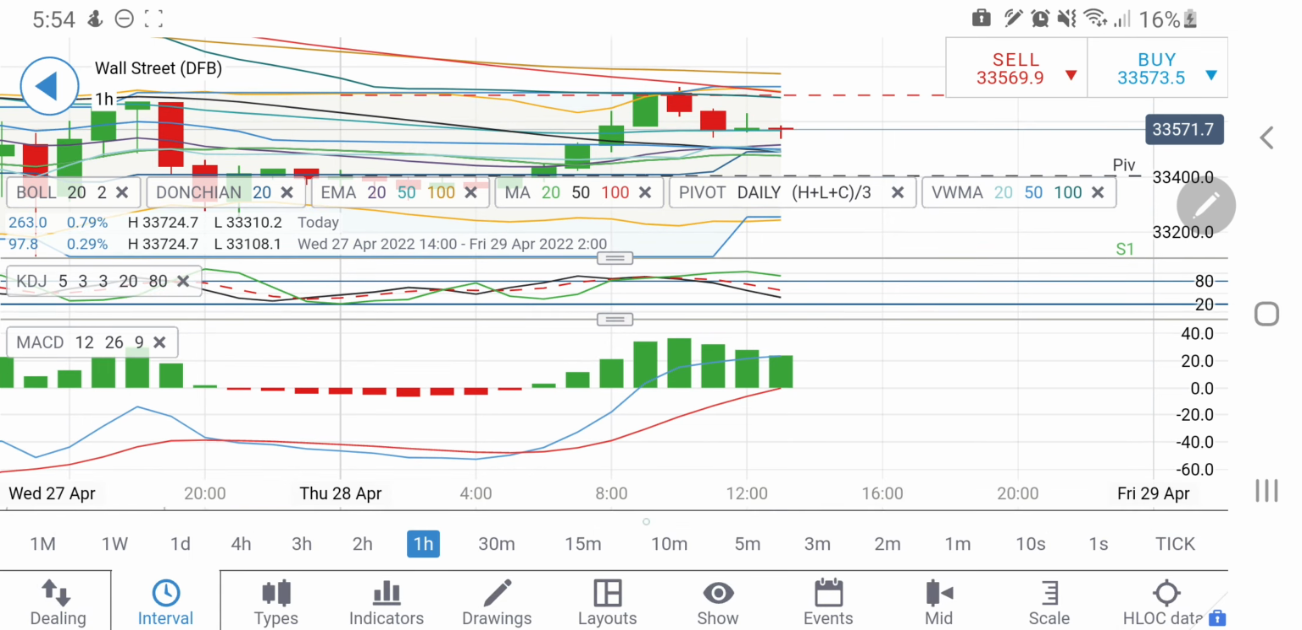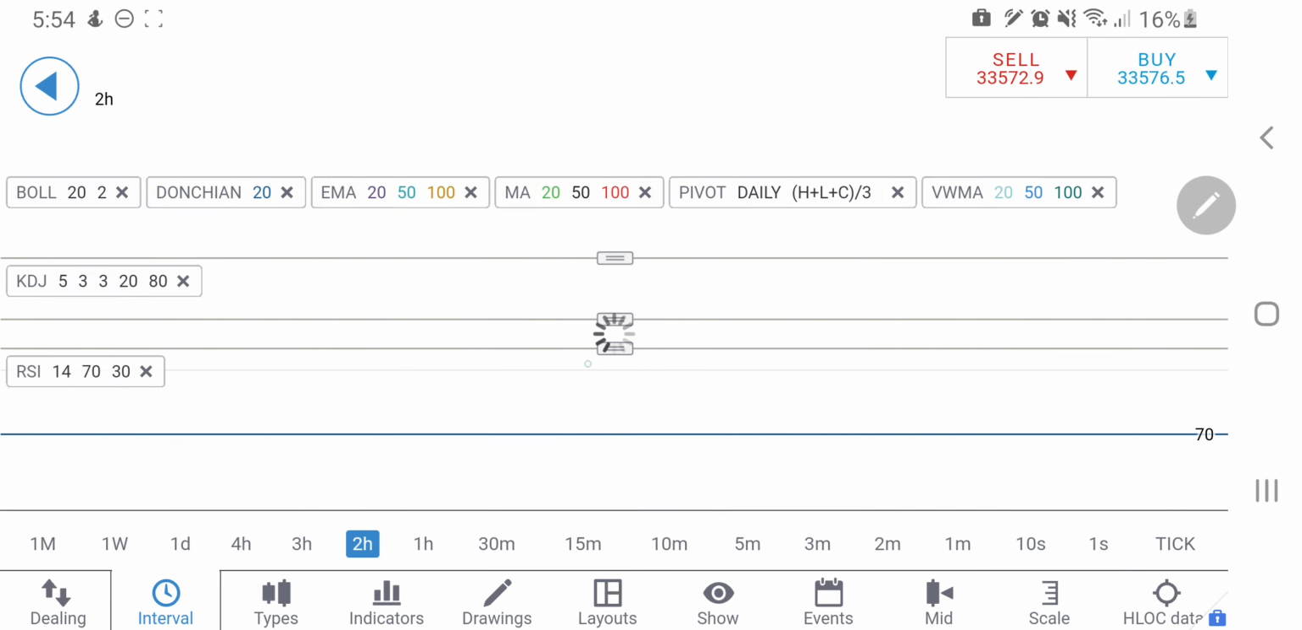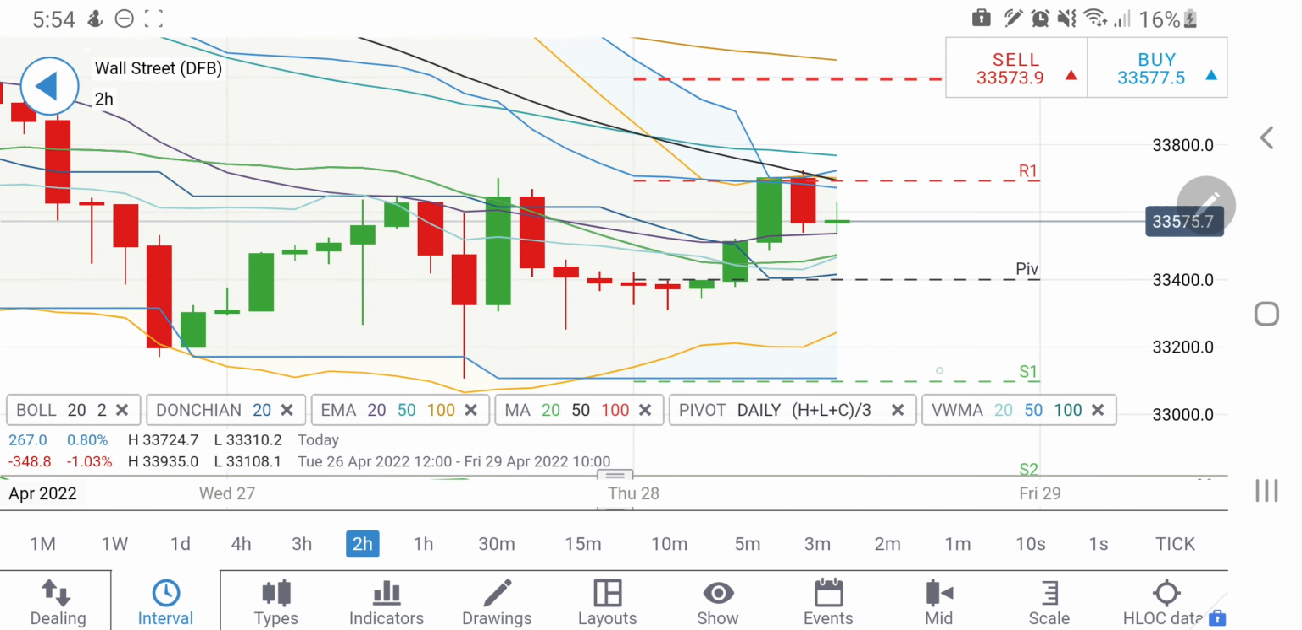Hourly stochastic looking downwards, MACD trying to converge, RSI is at comfort zone here, but yes, looking downwards. And if you look at the 2-hour charts, yes, there is a little support here at 33,550 levels. If it breaks below 33,550, one can expect 33,500, 33,400 to provide very strong support. So take your positions accordingly.